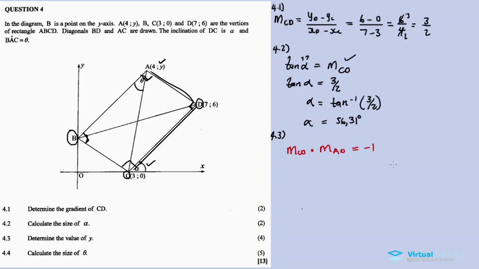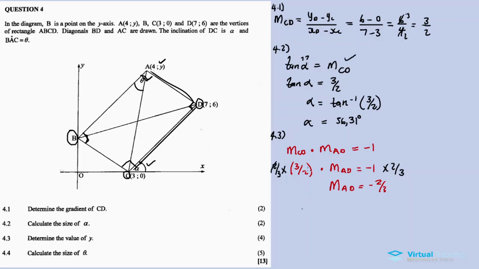But I do have the gradient of CD, which is 3/2. I substitute: 3/2 times the gradient of AD is equal to -1, right? And then I simplify, and I find that the gradient of AD is equal to -2/3. Either we divide by 3/2 on both sides of the equation or multiply by the multiplicative inverse. The multiplicative inverse is basically the fraction on the left hand side, which is 3/2, which by the way I want to eliminate. I eliminate it with the multiplicative inverse. The multiplicative inverse for 3/2 is 2/3.